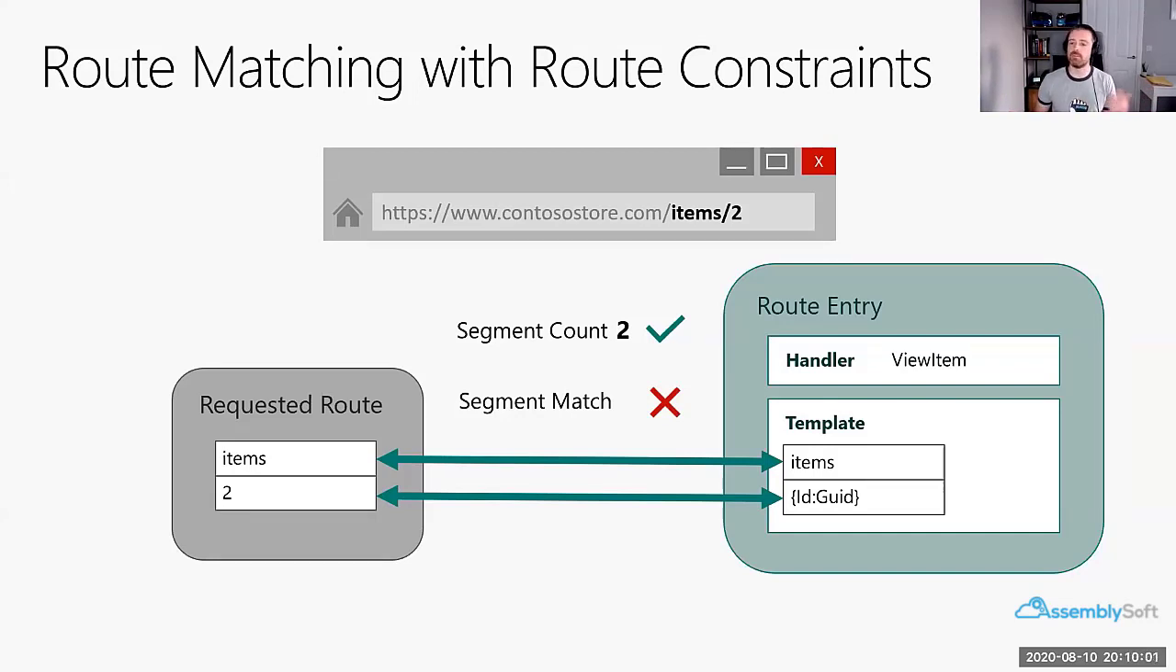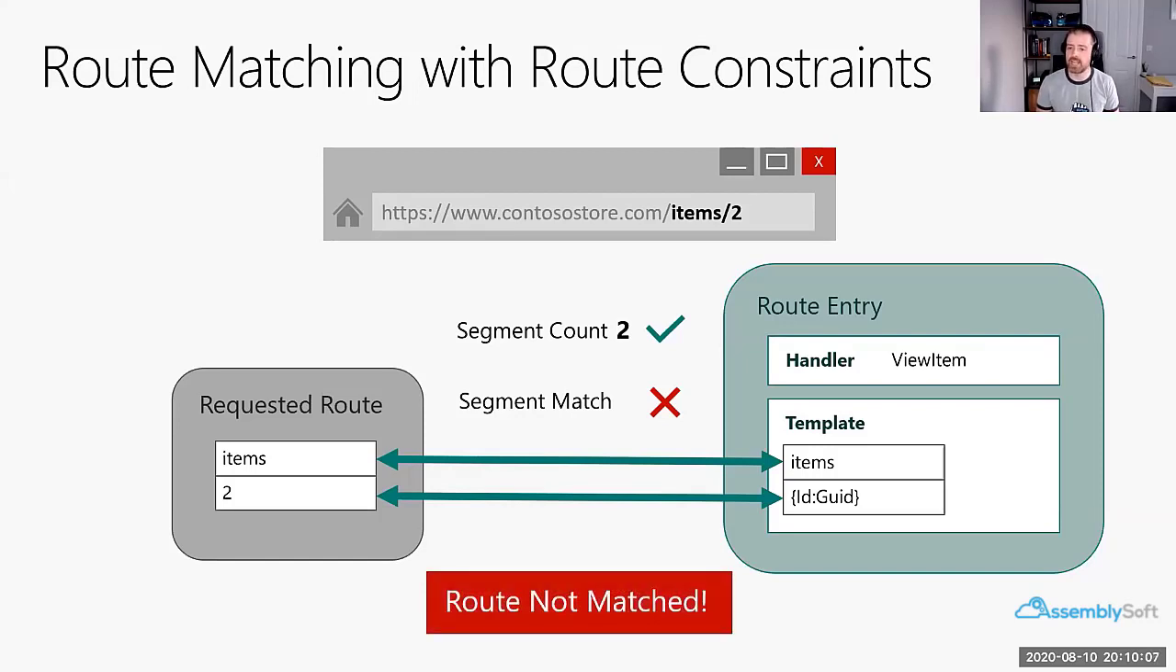In which case, it's then going to move on to the next item, or the next route entry in its routing table. So this route would not match at this point, and it would try and go and find another component. So route constraints are really, really important things to have, and I'll show you a demo of this in some code as well in a little bit.